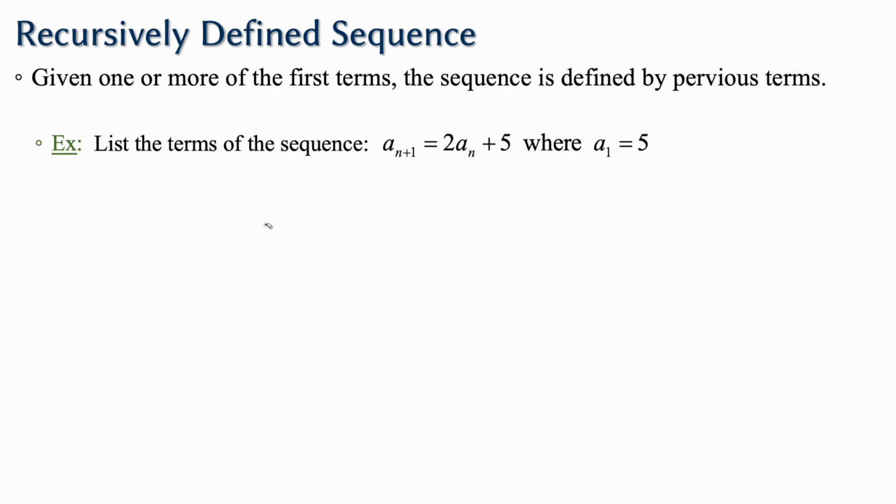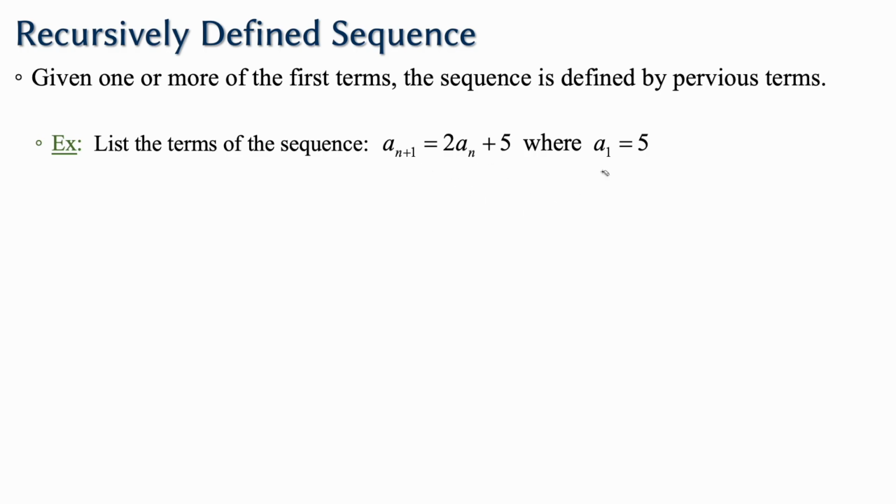Now, other types of sequences are defined what are called recursively. What this means is that in order to find a given term in the sequence, you have to know one or maybe more of the first terms. So essentially, the next term in a sequence is found and defined by whatever the value of the one previous is.